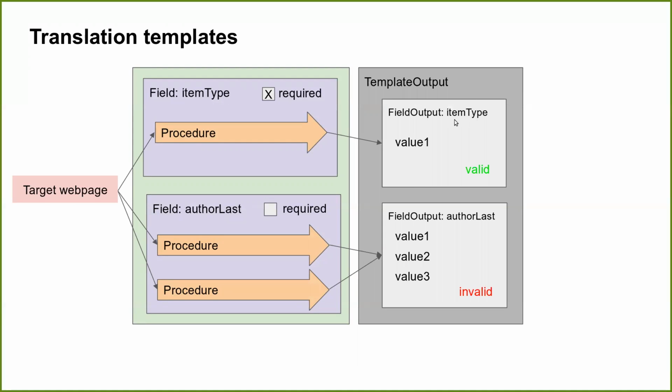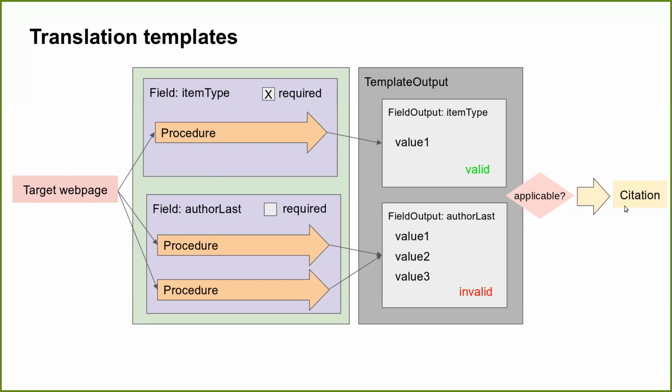Say, for example, for item type, we have a series of rules that tell us whether a specific output is a valid output for the field or not. So for each field output, we can say if the output is valid or invalid. And as long as we have a valid output for all fields that have been set as required in the template, then we can say that the template is applicable for the specific target web page that we gave it. And in that case only, we get a citation for that template.